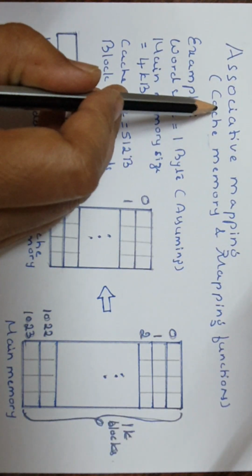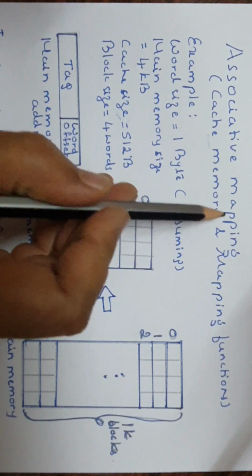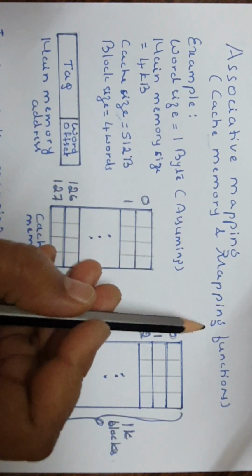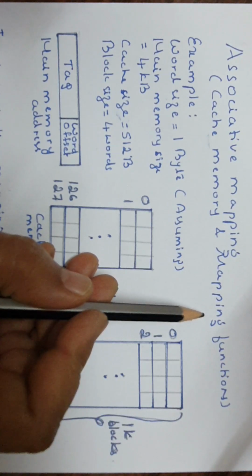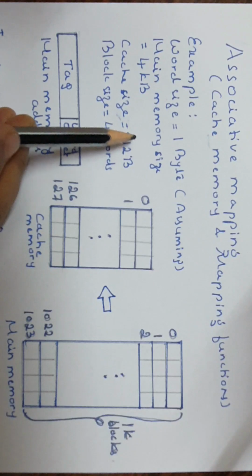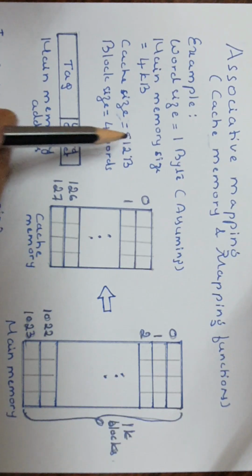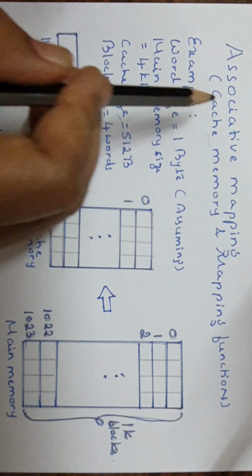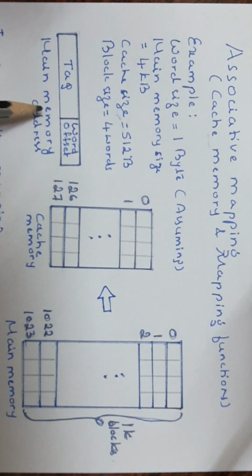Today we shall discuss associative mapping, which comes under the topic cache memory and mapping functions. In cache mapping functions, there are three functions. The first one, which I have already covered in my previous video, is direct mapping. The second one is associative mapping and the third one is set associative mapping. In this video, we shall discuss associative mapping.